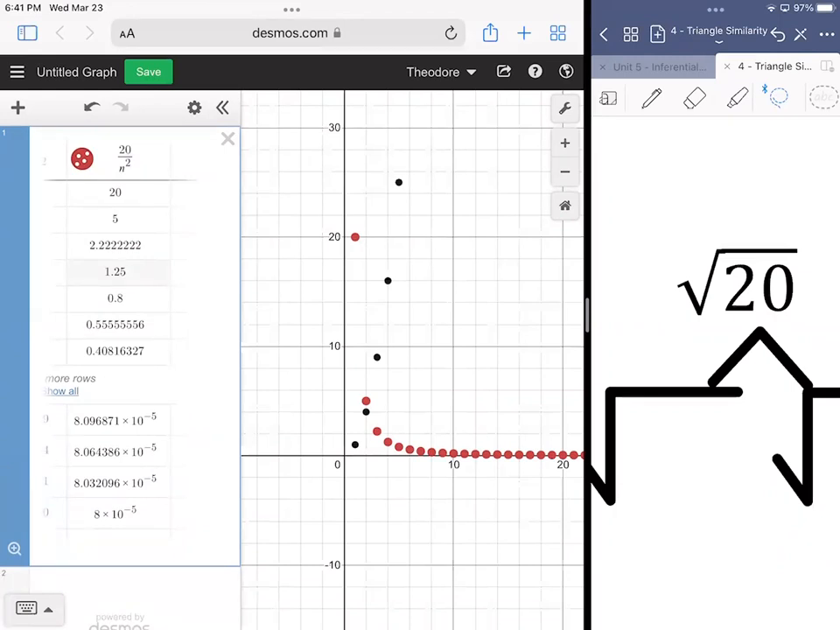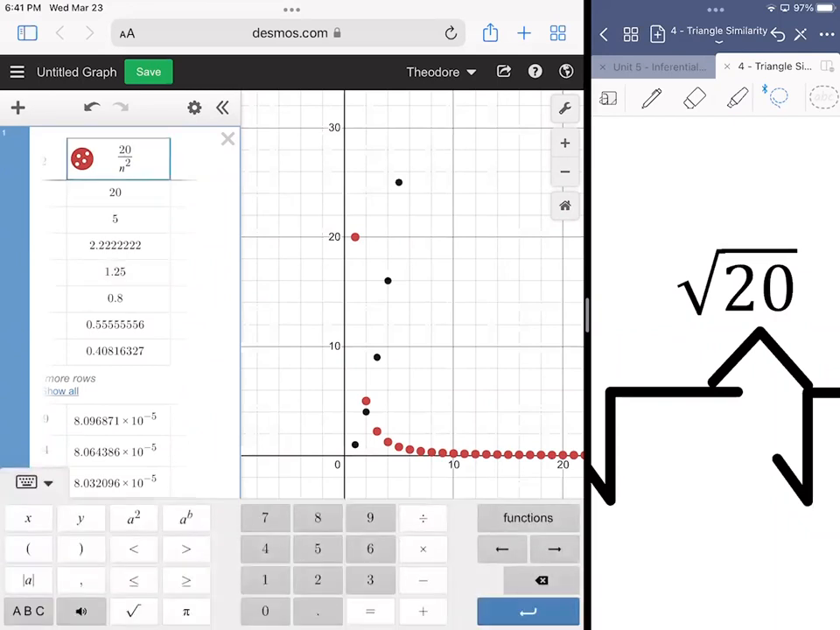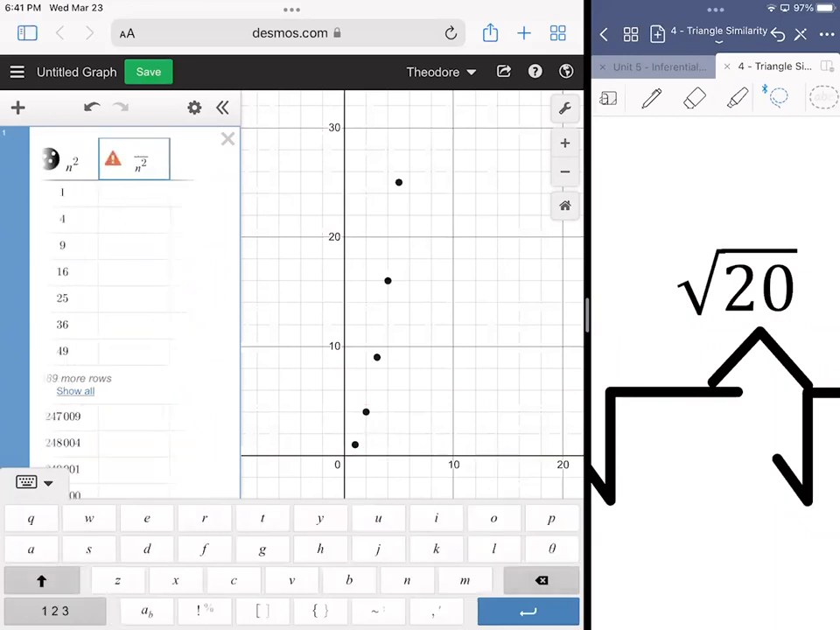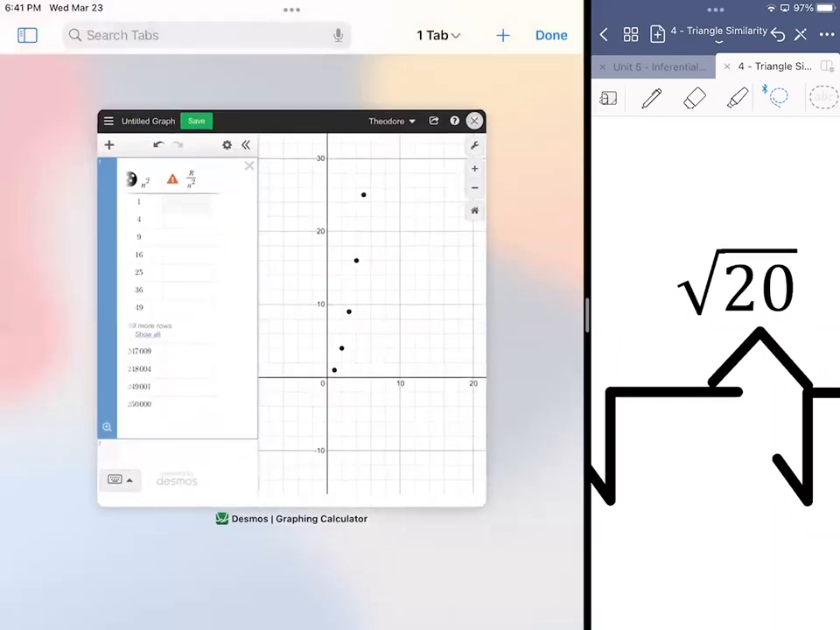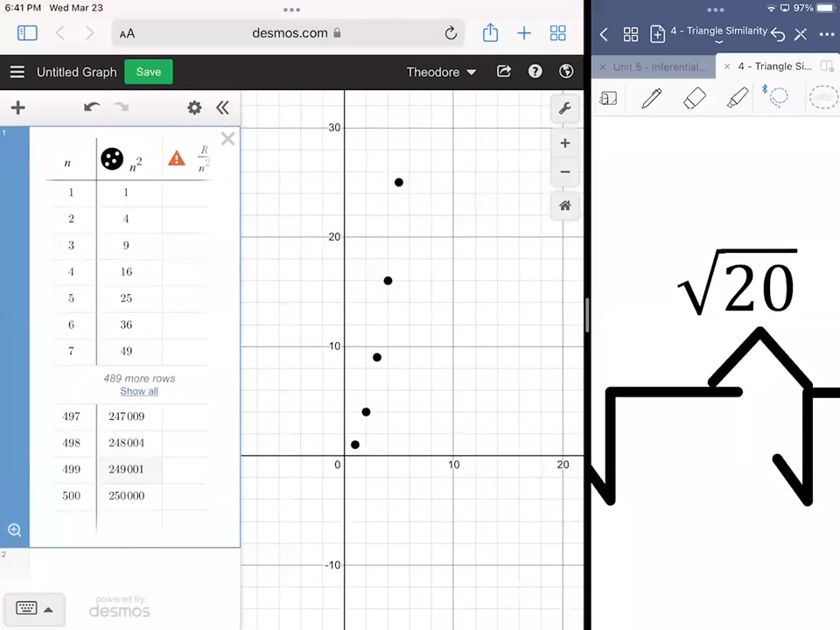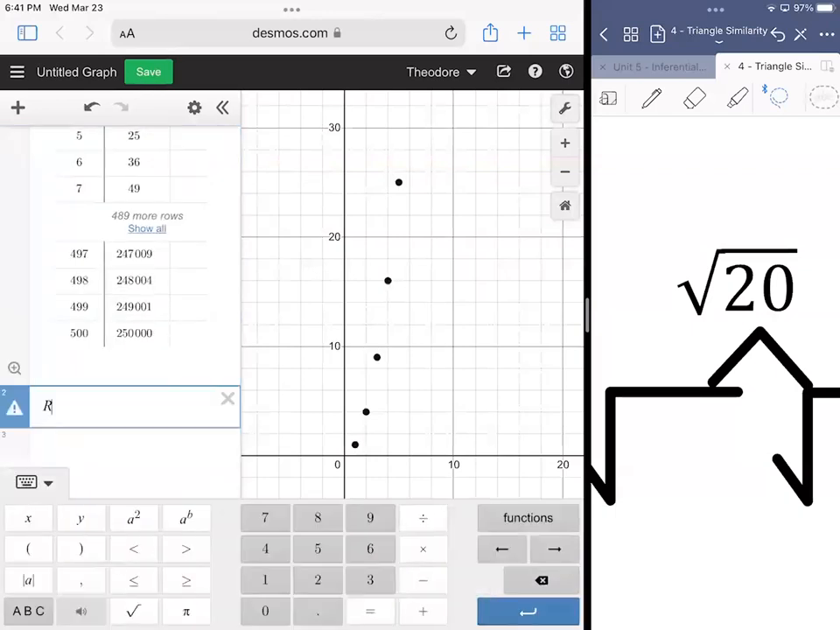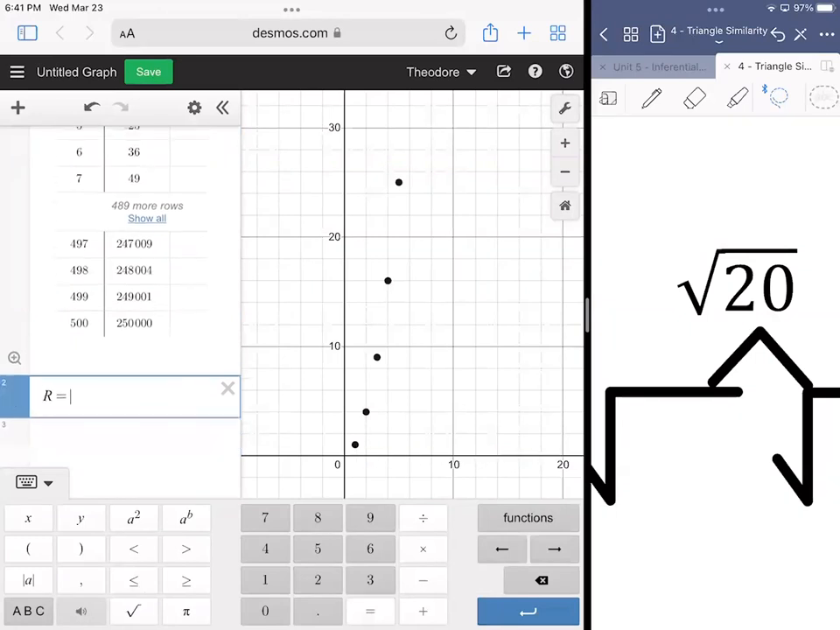But I want something even better than that. I want something that's going to work for every problem. So I'm going to take, and you can use whatever letter you want, a capital R for radicand. It's going to tell me I did something wrong. It blanked it out and gave me this little error message that tried defining R. Down here in a new field, I'm going to type in R equals 20.